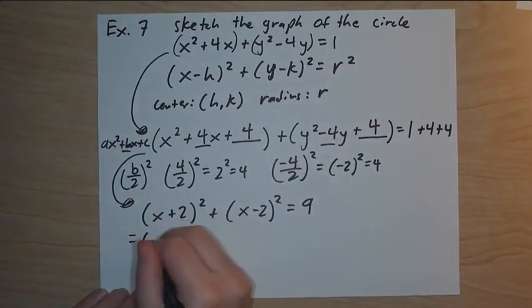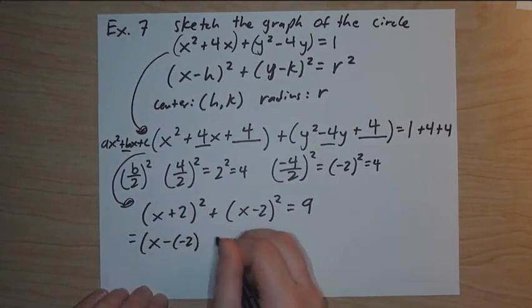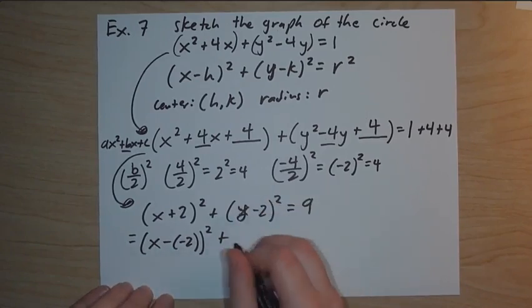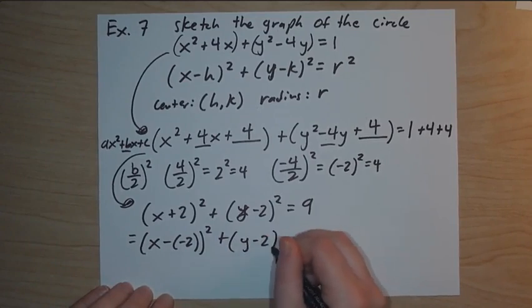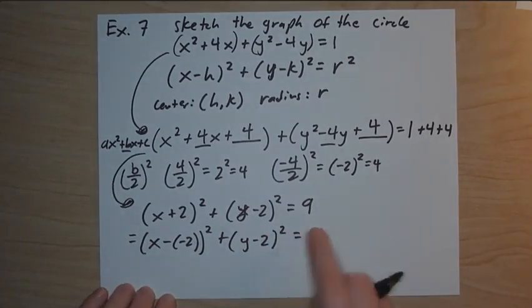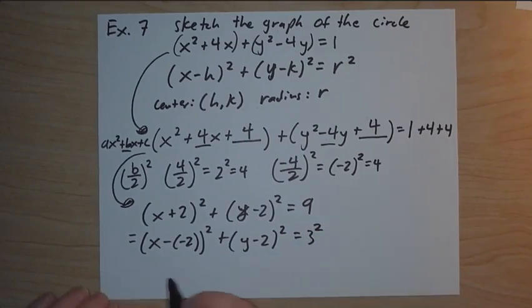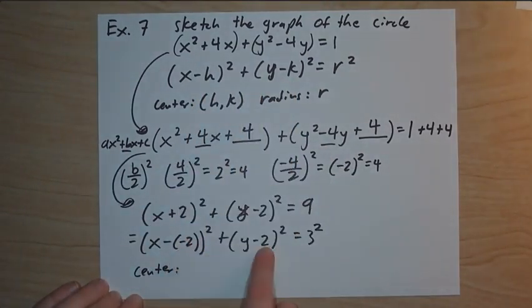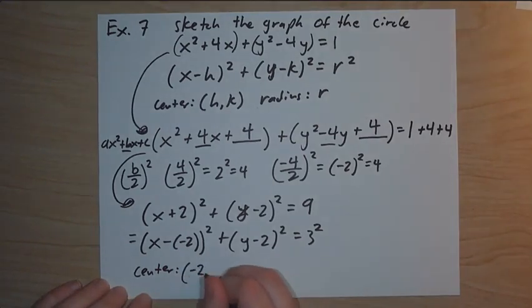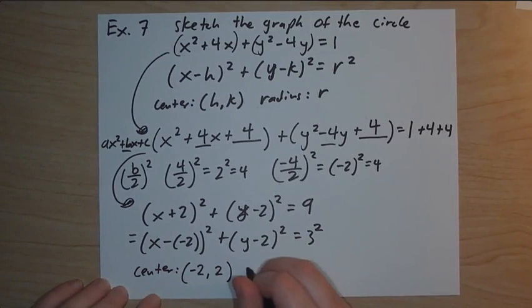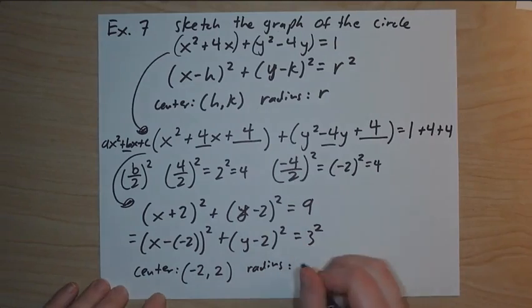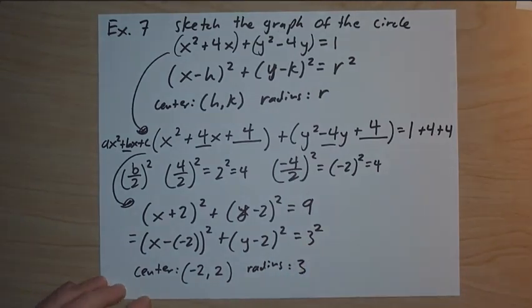So this is the same thing as x minus negative 2 squared. We don't need to do anything to, oh, this is a y, excuse me. And this is the same thing as y minus 2 squared. And rewriting 9 as something squared, this is 3 squared. So our center is (h, k), and in this we have negative 2 and positive 2. So our center is (negative 2, positive 2). Our radius from our format is something squared, which is r, which is 3, so our radius is 3.